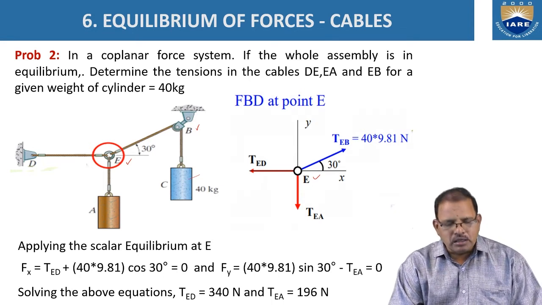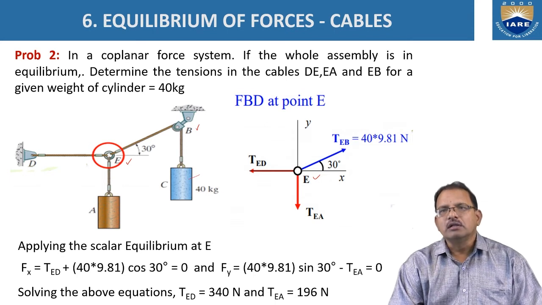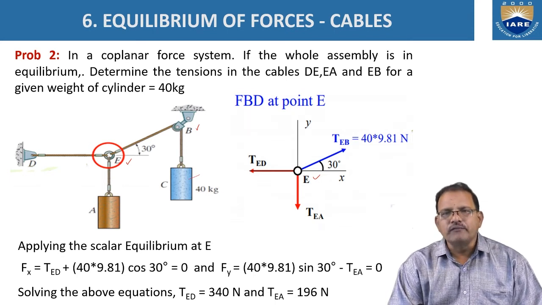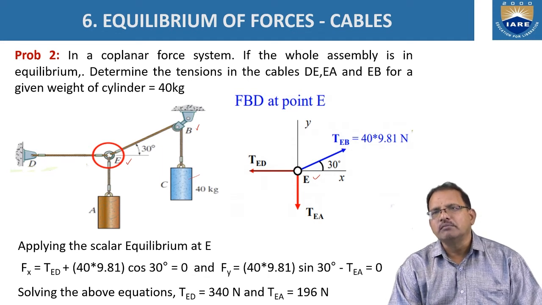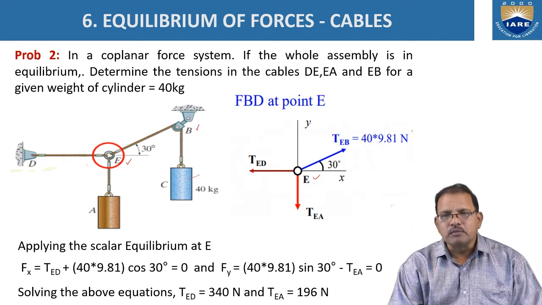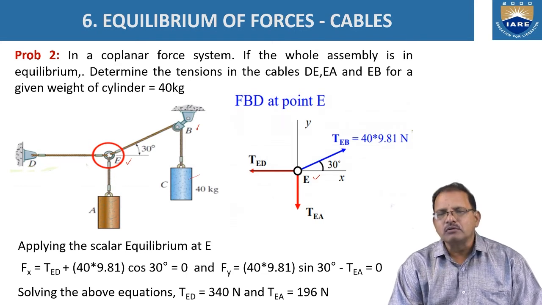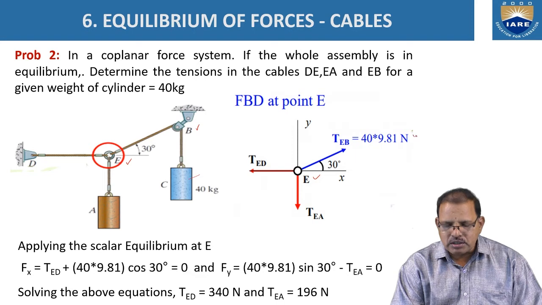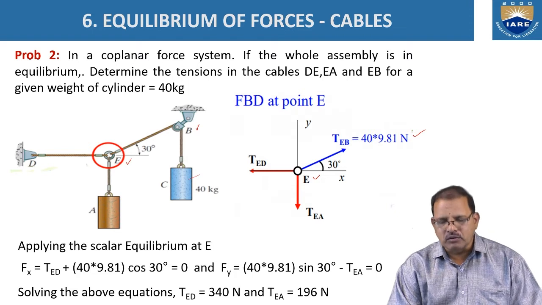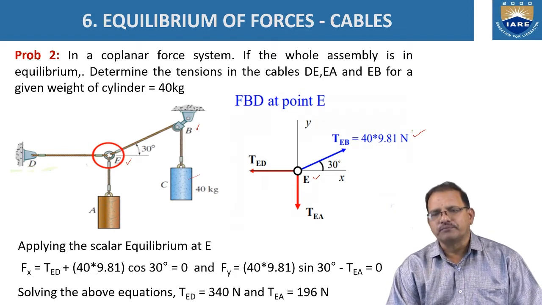But we are considering that at B, the pulley is weightless as well as frictionless. Hence, the tension in the rope on both sides should be equal. Hence, the tension T_EB is equal to the weight of 40 kg. The mass M is given, and weight W is equal to M times G, that is 40 into 9.81 newtons. So the tension in the rope EB is equal to 40 into 9.81.